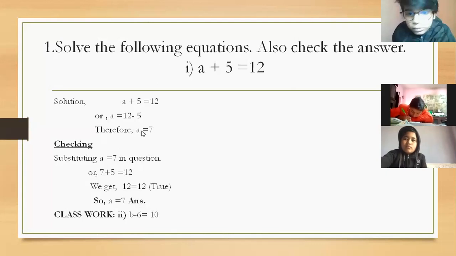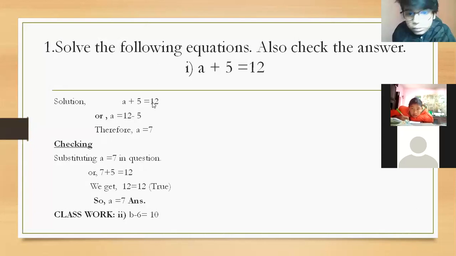A equals 7, we have to put in the question. What was our question? A plus 5 equals 12. In place of A, we put the value of A, 7. 7 plus 5 equals 12. Then 12 equals 12. Both sides came equal. If both sides are the same, then our answer is correct. A equals 7 is the answer.